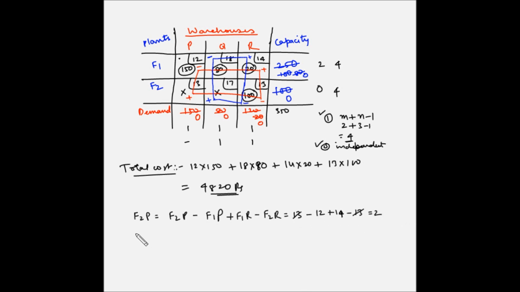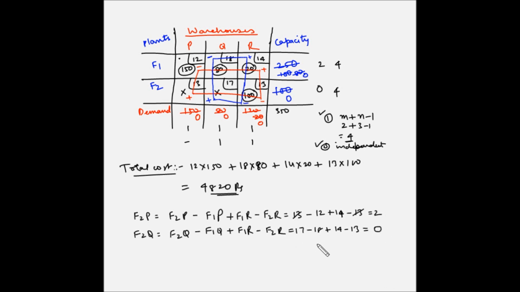For the next water square, which is F2Q, the unit cost value is 17 minus 18 plus 14 minus 13. 17 minus 18 is minus 1 plus 14 is 13, and 13 minus 13 is 0.